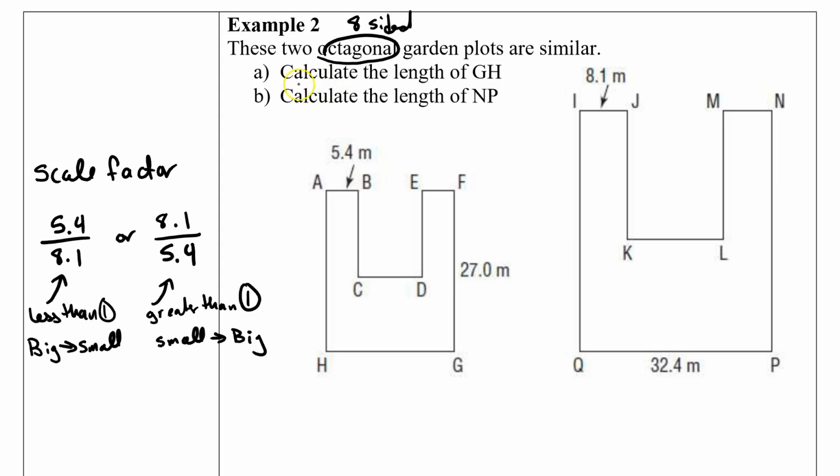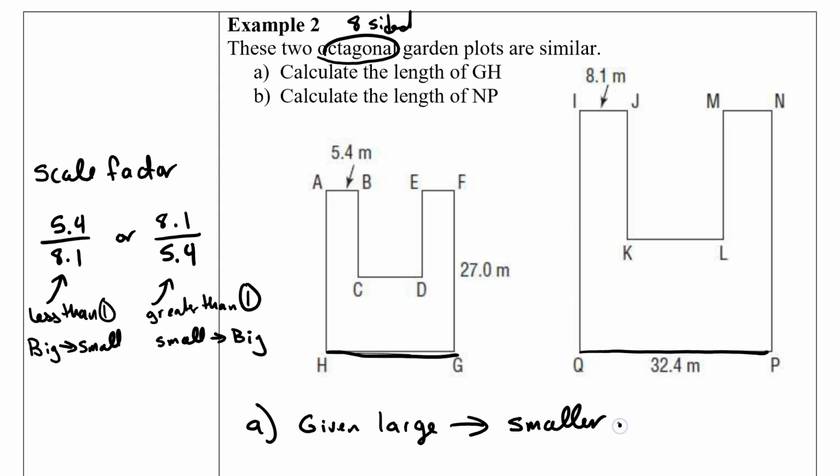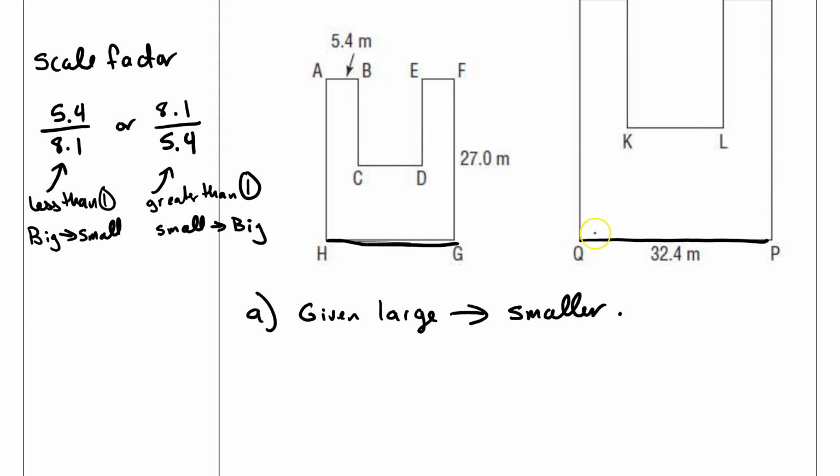So this one right here, calculate the length of GH. Now first, GH. Actually, the corresponding side here is going to be QP. So we're given large, and we're being asked for the smaller. So since we are being given the large corresponding side here, which is 32.4 meters, and we want to calculate the small, we're going for a reduction.